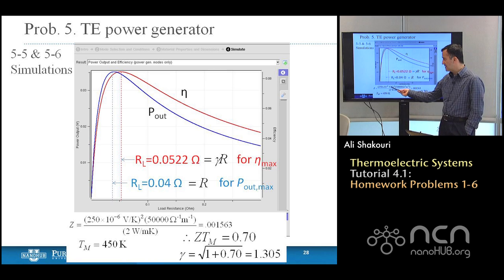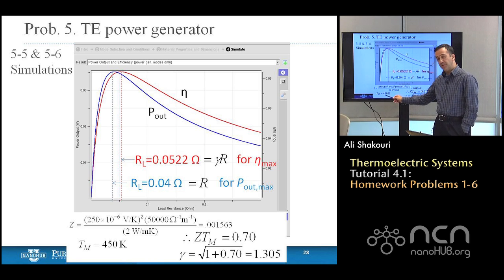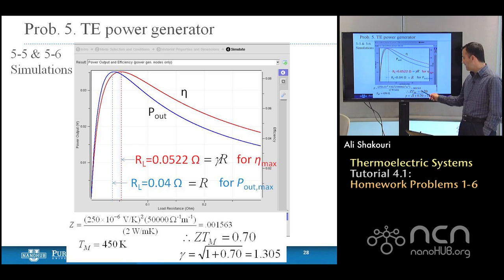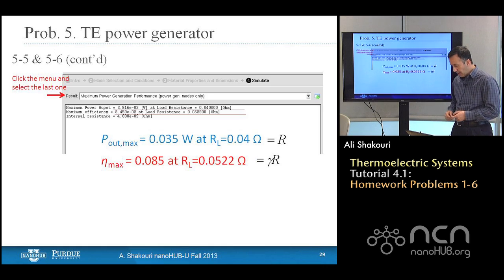The Z for this thermoelectric was 0.00156. Medium temperature between hot and cold is 450. Z times T is 0.7, square root of 1.7 is 1.3. That means the ratio of the two resistances is 1.3, and that you can verify. So again, analytical result and numerical result match and give you a good intuition. You can even check the numbers. What are the values for efficiency at maximum power output and maximum efficiency? And again, you can check with the results you get from the program.